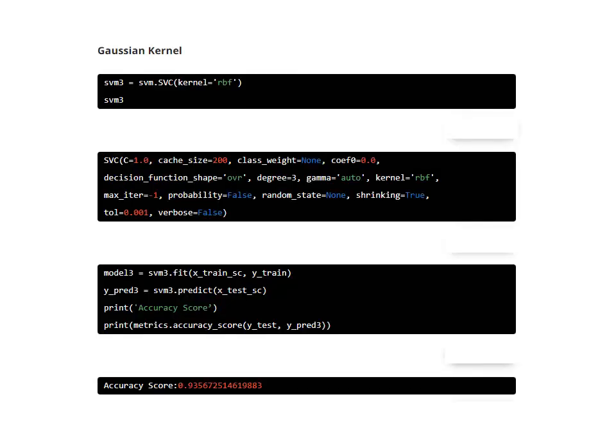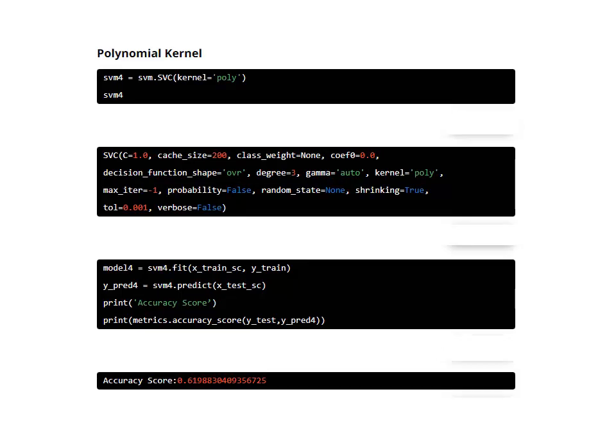If we use a Gaussian kernel, kernel equal rbf, we will get an accuracy score of 0.935, which is worse than the linear kernel. If we use a polynomial kernel, kernel equal poly, the accuracy score is even worse. It's 0.619.